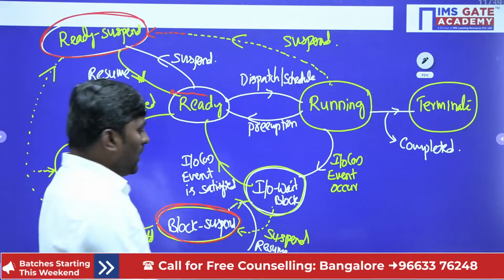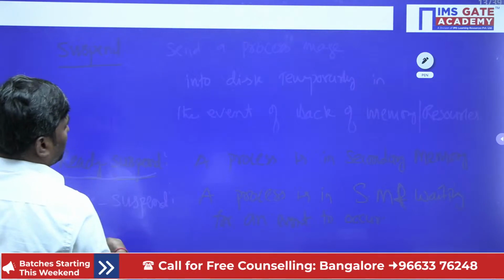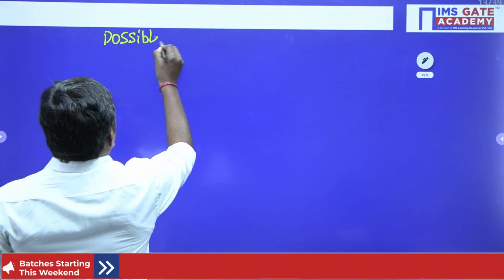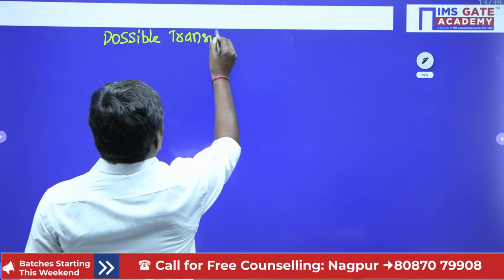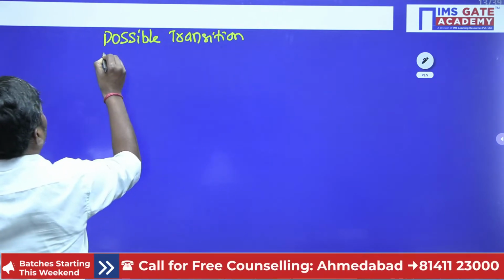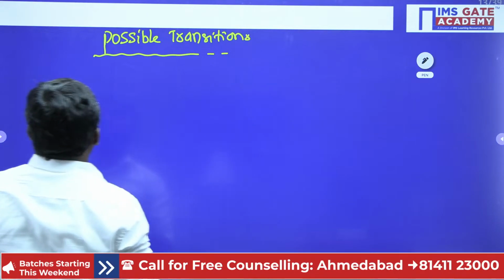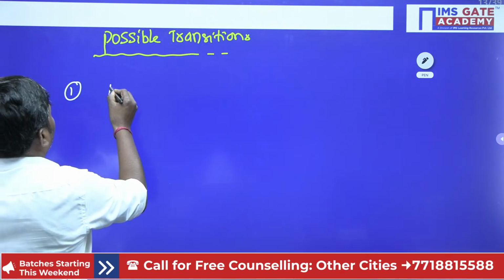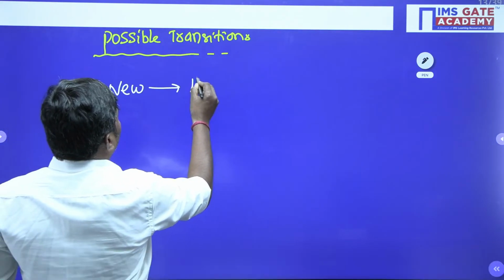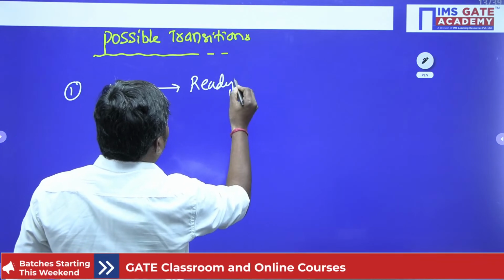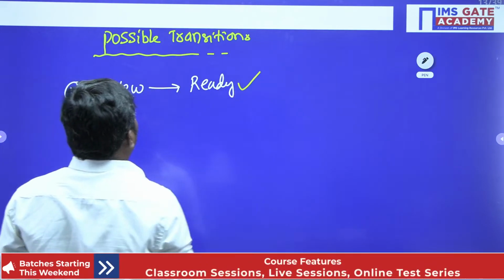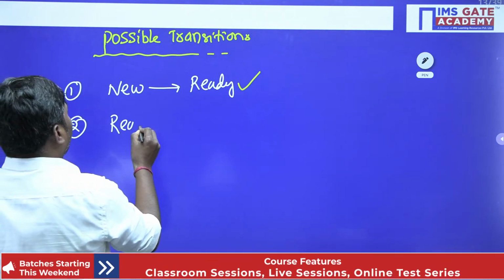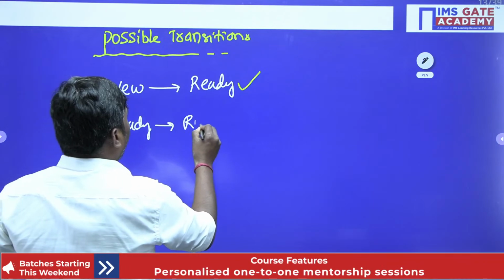Now I'll be asking questions, like the ones expected in a GATE paper. What are the possible transitions? For each one, you say yes or no, whether it is possible or not. The first one, new to ready, means the process needs to move from new to ready. Is it possible? Yes, this is possible because we have to load a new process only. Second one, ready to running.